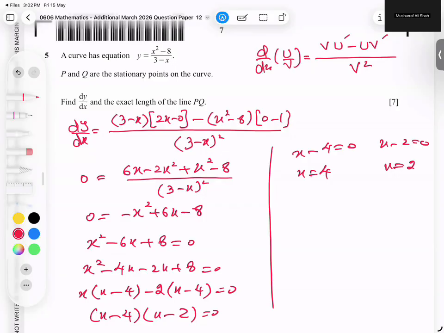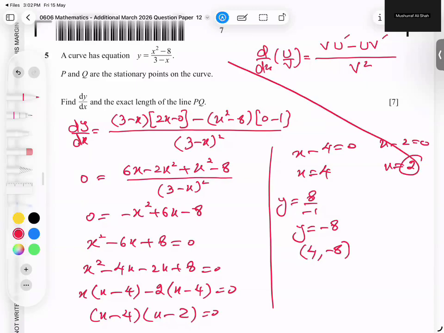Is the question done? No, we need to find the y coordinates. How to find the y coordinates? Plug both values one by one into the top equation. When I plug in 4, 16 minus 8 is 8, and 4 minus 3 is becoming negative 1. So y becomes negative 8. So 4 and negative 8 is my first coordinate. Now we can go for the second. When I plug in 2 there, 2 squared is 4 minus 8, I got minus 4. When I plug in 2 in the denominator, I'm getting 1. So the y value is negative 4, and here I'm getting 2, negative 4.